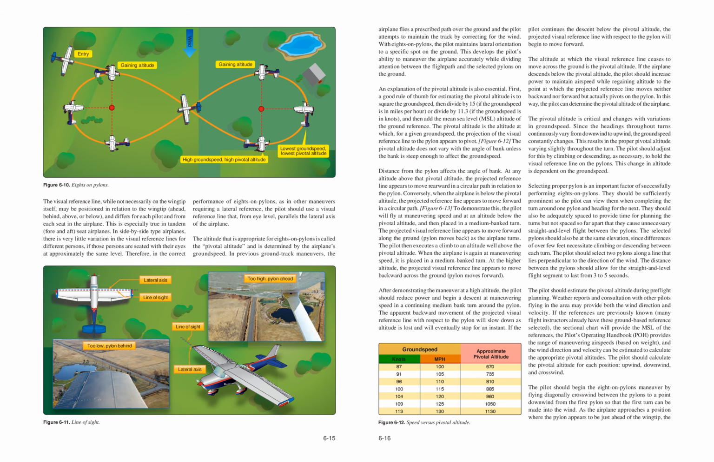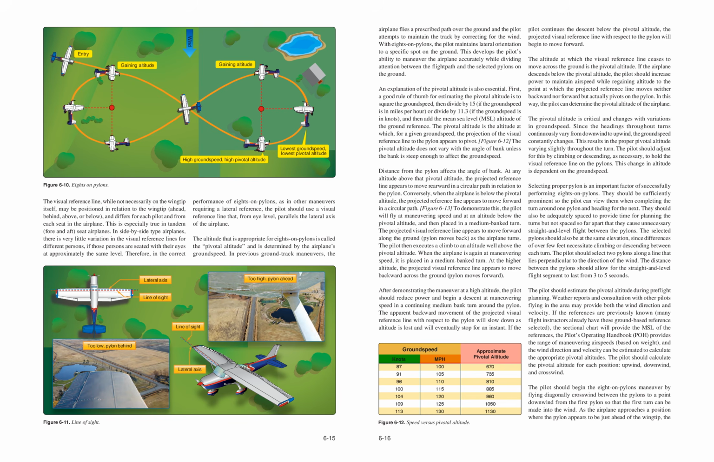ground speed. In previous ground track maneuvers, the lateral axis, line of sight, too high, pylon ahead, too low, pylon behind, line of sight, lateral axis. Figure 6-11. Line of sight. 6-15.